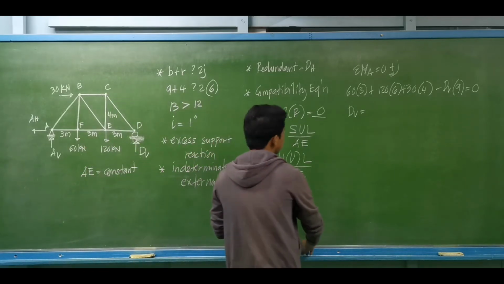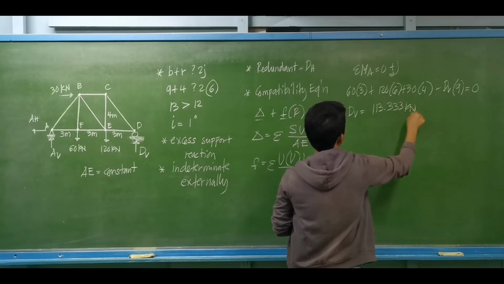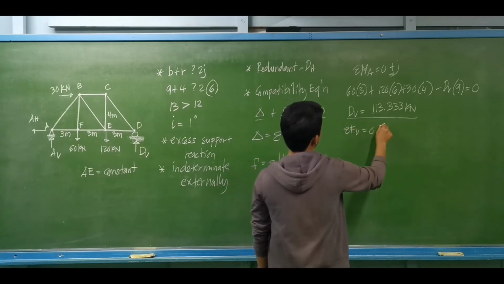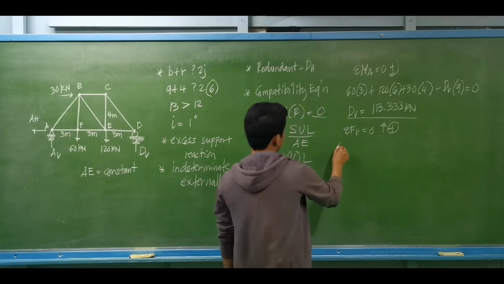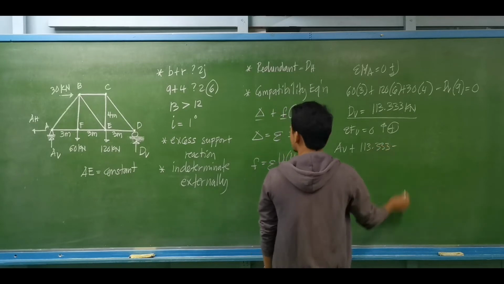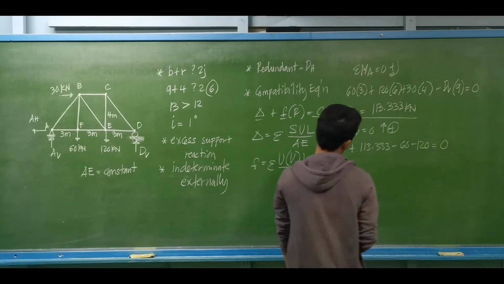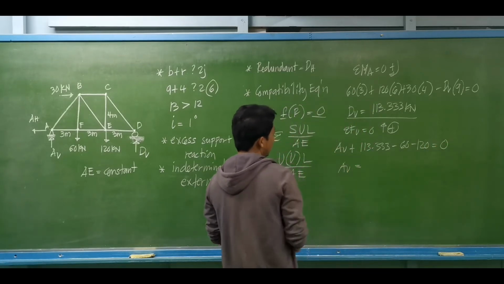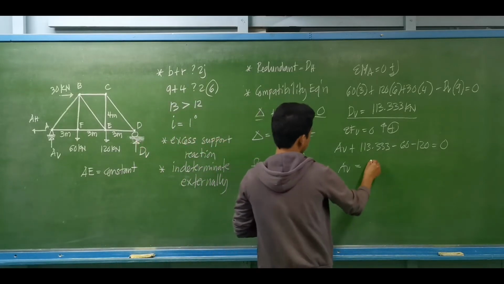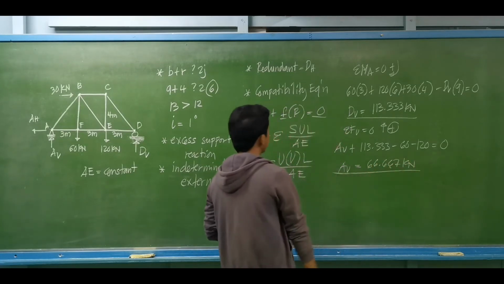So we have 100. So the 113.333 kilonewtons will be the vertical reaction at point D. Summation of forces vertical equal to 0, upward forces to be positive. So we have A vertical plus D vertical, which is 113.333, minus the downward loads 60, then 120 equal to 0. So you have the vertical reaction at A equal to 66.667 kilonewtons. So those are the support reactions.